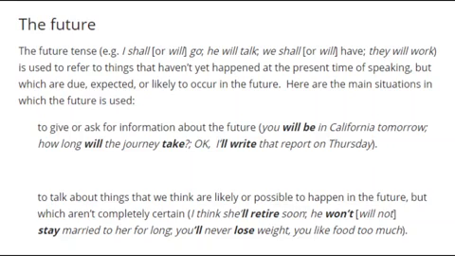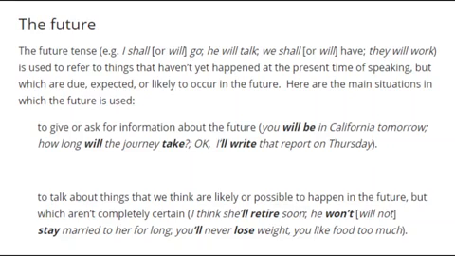The future tense, for example, I shall or will go. He will talk. We shall or will have. They will walk. It is used to refer to things that haven't yet happened at the present time of speaking, but which are due, expected, or likely to occur in the future.